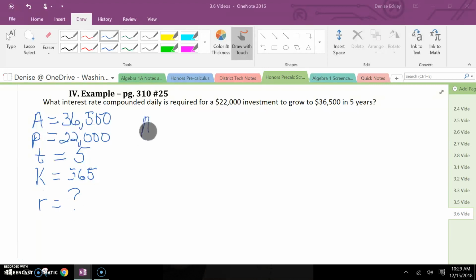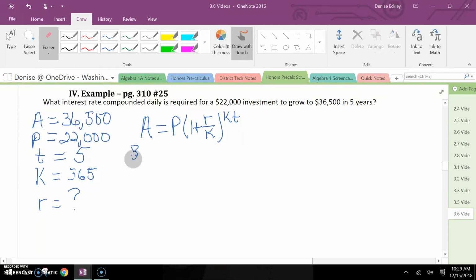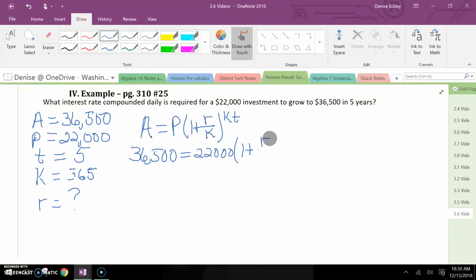Okay, so we're going to use the same formula for our compound interest. So A equals P times 1 plus R over K to the KT. And we'll fill in all the information and then solve for R. So we have $36,500 equals 22,000 times 1 plus R over 365 raised to the 4 times 365 power.